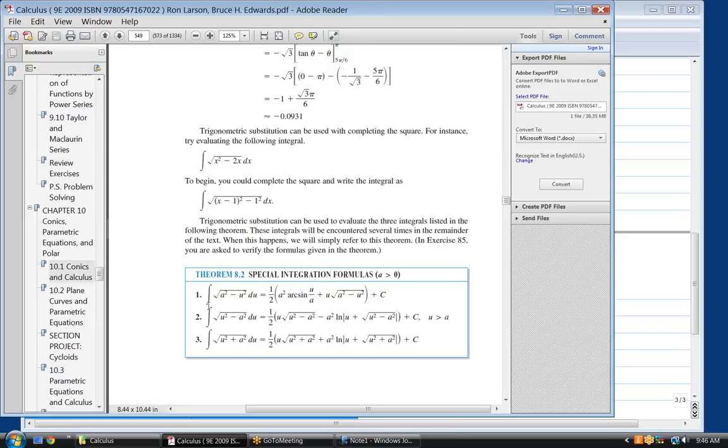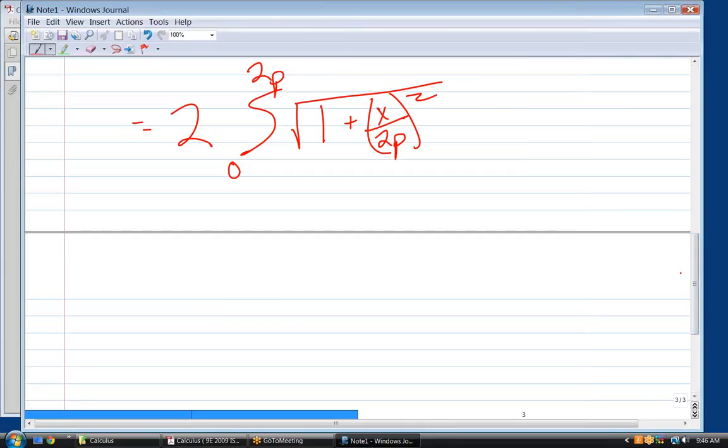Suffice it to say at the moment that if we can get an integral into one of these three formulas, then we can use these formulas to get the answer. So that's going to be our goal here, to translate this integral into something that looks like either a squared plus x squared, or a squared minus x squared, or x squared minus a squared, all under the radical sign. So how do we take this and accomplish that? Well, let's see if we can figure this out.